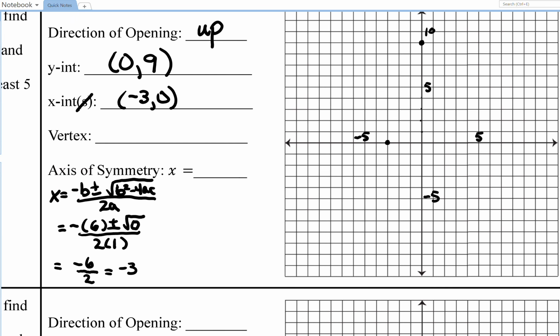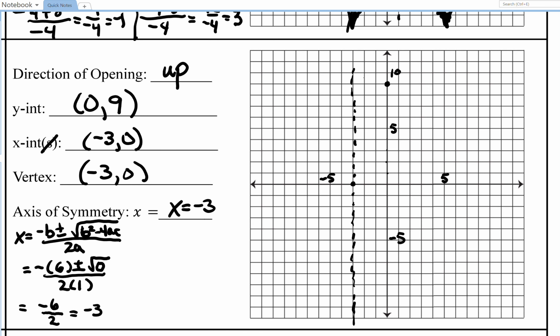My vertex is going to be at that same point, negative 3, 0. That's what happens when you only have one x-intercept, that it ends up being your vertex. And my axis of symmetry is just going to be x equals negative 3. And so this is going to be my axis of symmetry.